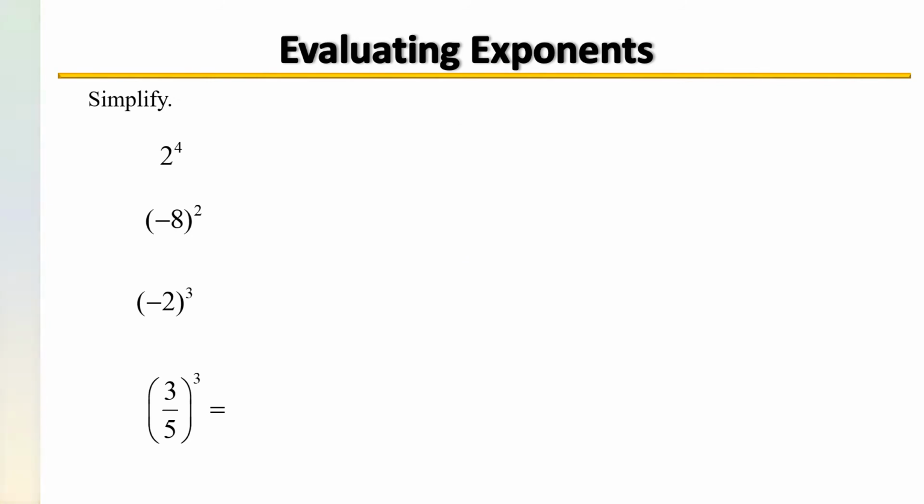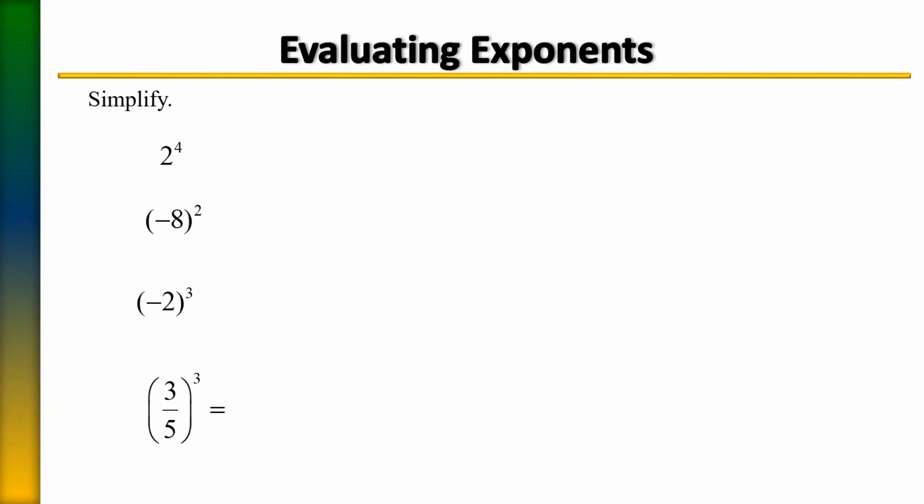Let's practice evaluating some exponents. We have 2 raised to the fourth power. That means I'm going to multiply the number 2 how many times? Yes, that's right, 4 times. You can multiply as you go across from left to right, however you'd like to do it. For example, 2 times 2 is 4, 4 times 2 is 8, and 8 times 2 is 16. So 2 raised to the fourth power equals 16.